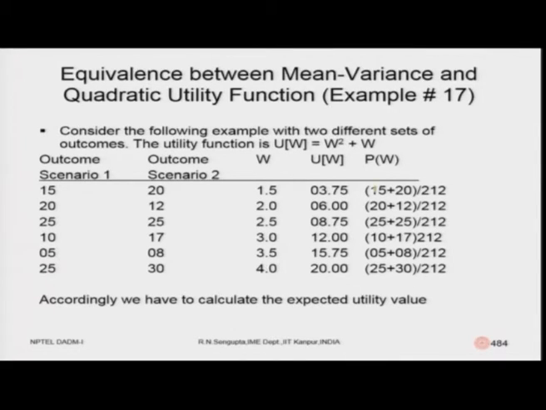So, what you have is basically 15 plus 20, which is the sum of this. So, this 20 plus 12 is basically the sum of this. 25 plus 25 is basically the sum of this, and you continue doing it. So, the corresponding probabilities are found out, the corresponding utilities are found out, and according to that you find out the expected value.